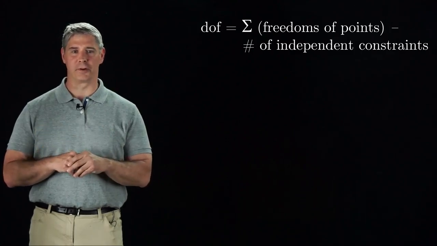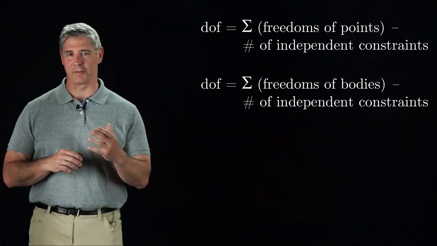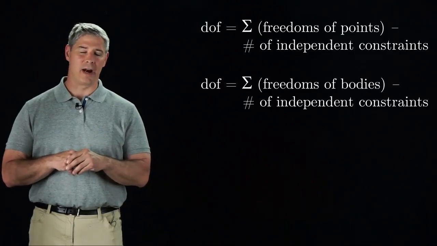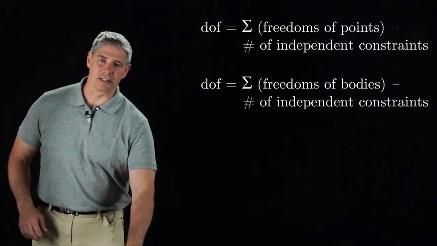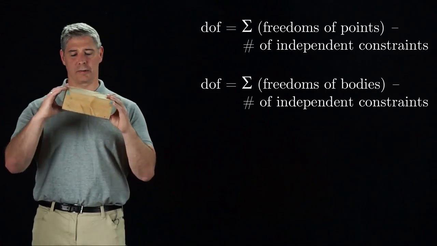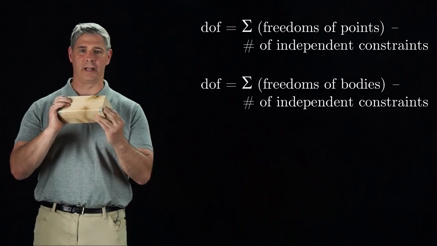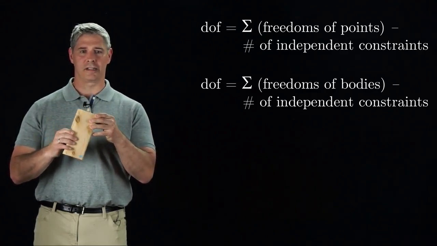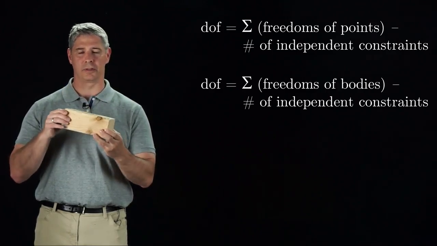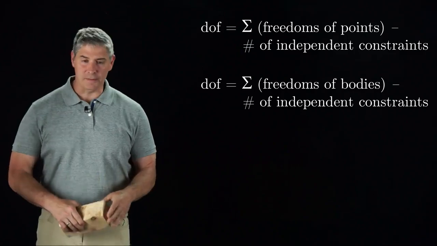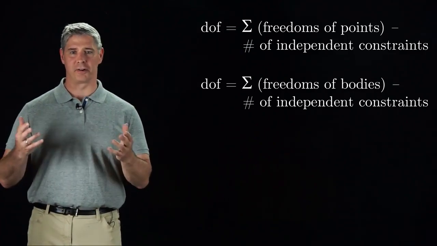Since our robots are made of rigid bodies, we can express the number of degrees of freedom more simply as the sum of the freedoms of the bodies minus the number of independent constraints acting on the bodies. As an example, we can take the 6 degree of freedom spatial body and turn it into a 3 degree of freedom planar body by adding 3 constraints that the z coordinates of points A, B, and C are all equal to 0. In the next video, we will use what we've learned to understand the number of degrees of freedom of a general mechanism.